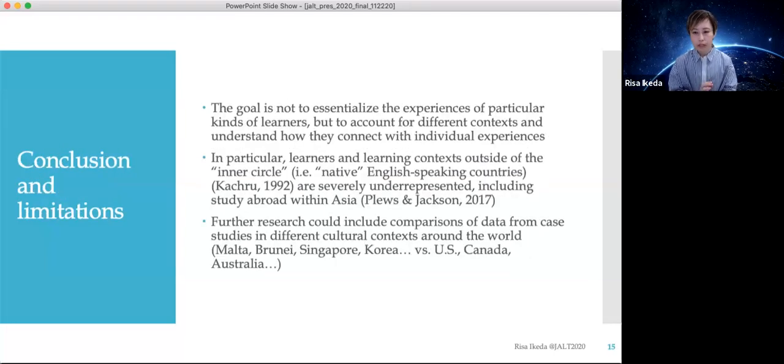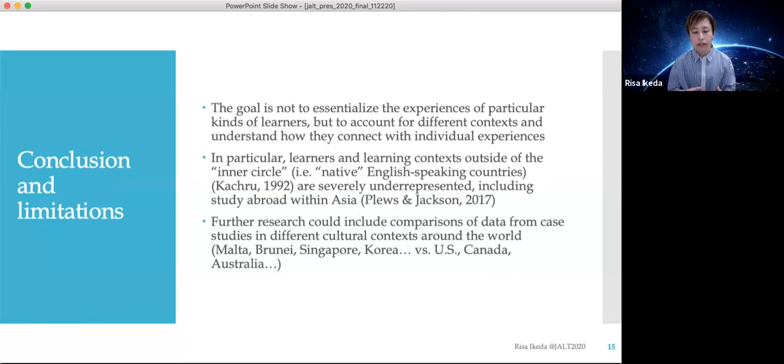The goal of me adopting this approach of looking at context is not to essentialize the experiences of particular kinds of learners, saying that, oh, in the Philippines it's like this, or in Japan it's like this, but rather to account for different contexts and the details of this, and to connect this with the details in individual experiences. In particular, learners and learning contexts outside of the inner circle, that means the native English-speaking countries, haven't been documented so much until now.